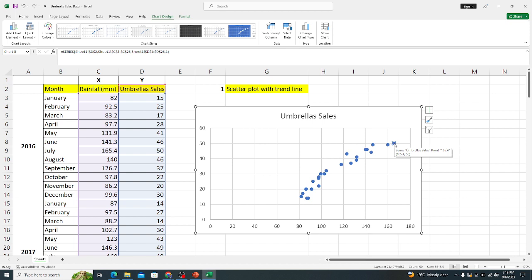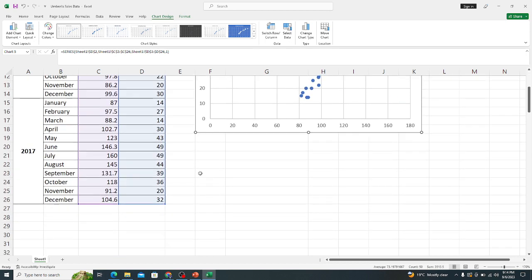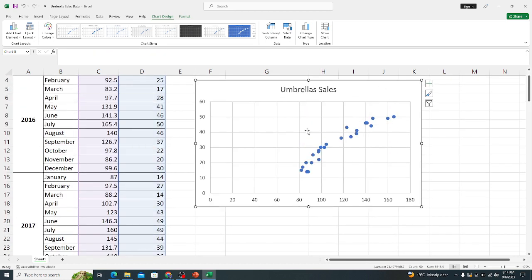You can see the coordinates where we have 165.4 comma, then we have what? That is the y coordinate. Okay, 165.4 comma 50, which is now the x, y coordinate. All right, so with that, let's continue now.